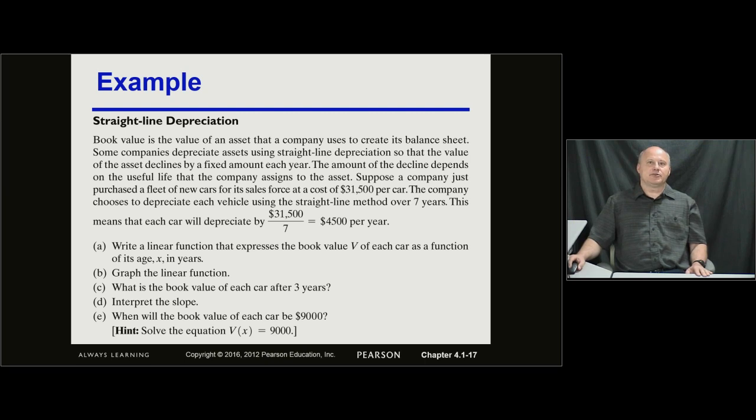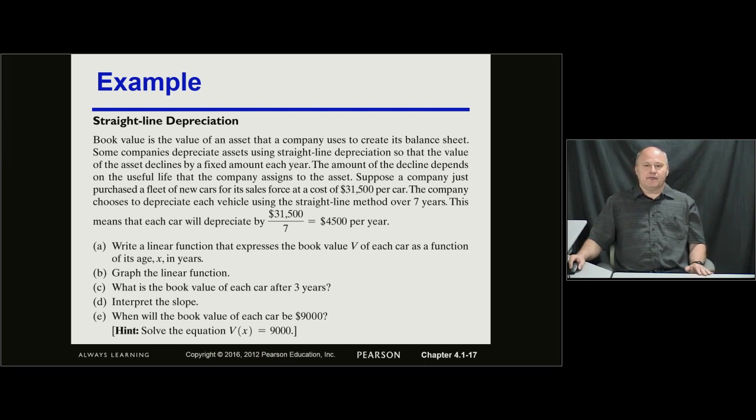Suppose the company just purchased a fleet of new cars for the sales fleet at a cost of $31,500 per car. The company chooses to depreciate each vehicle using the straight line method over 7 years. This means that each car will depreciate by $31,500 divided by 7, which is $4,500 per year. So that means when they bought the car, it was worth $31,500, but 1 year later, it's going to be $4,500 less than what they purchased it for.